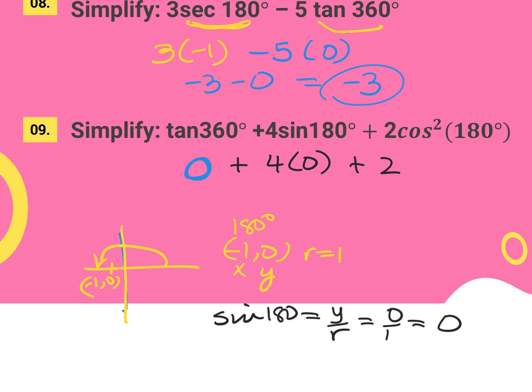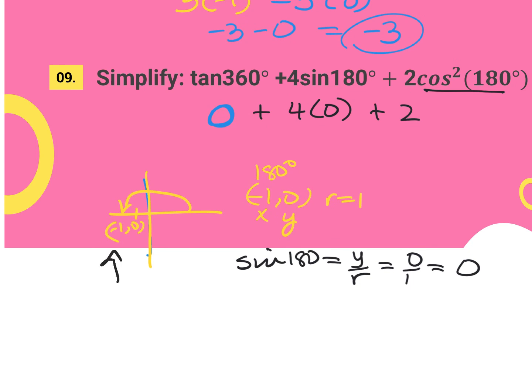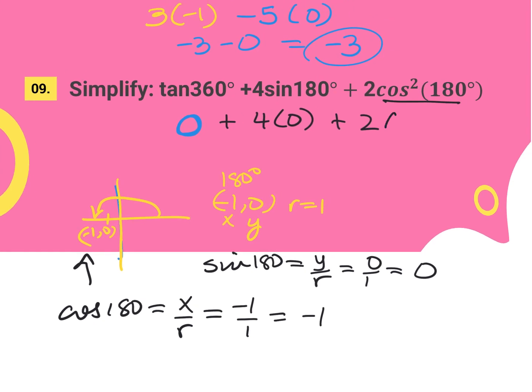And now notice this one is cosine squared 180. So let's first find cosine 180. Same order pair here, but remember cosine of 180 is going to be x over r. So -1 over 1, and it's -1. So now I'm going to take -1, plug it in here, but I got to square it. So now I have 0 plus 0 plus 2 times 1, and my final answer is 2.